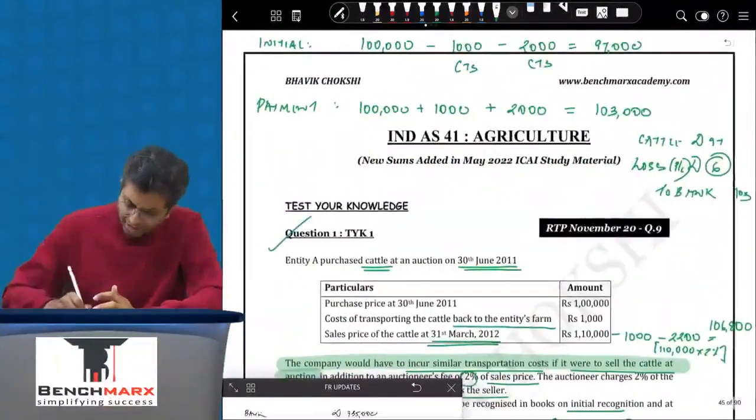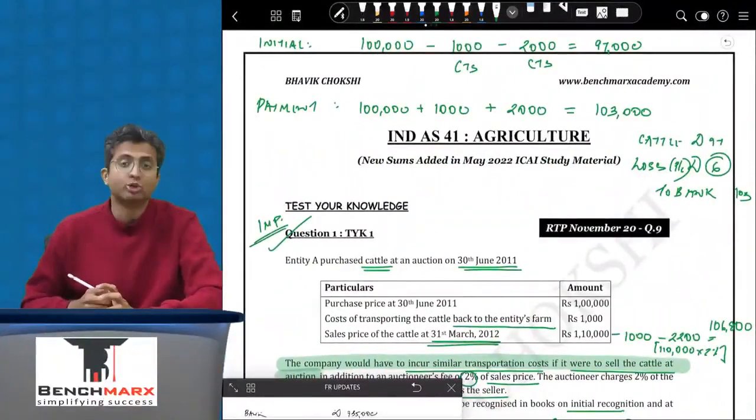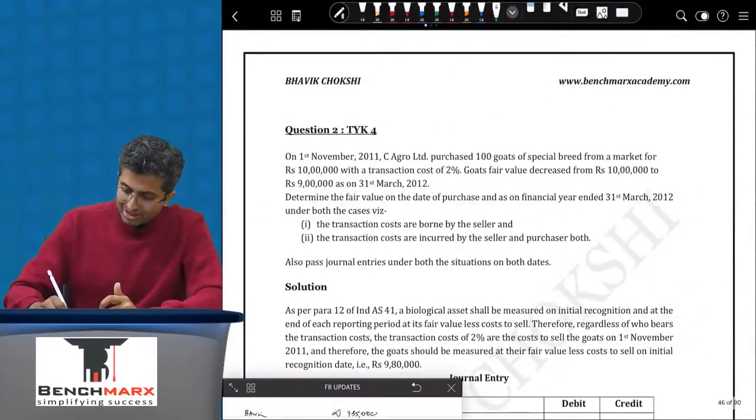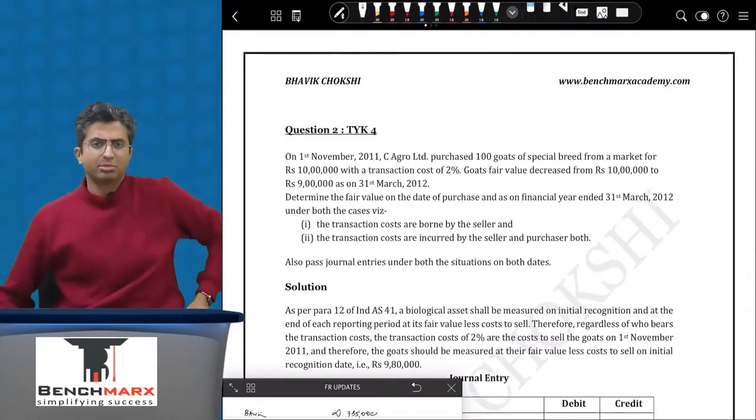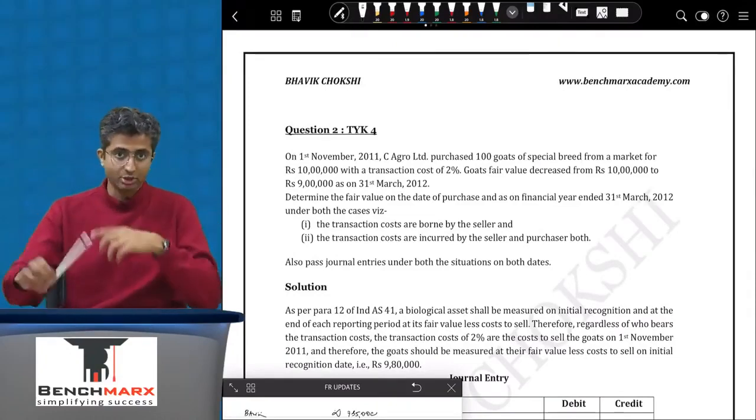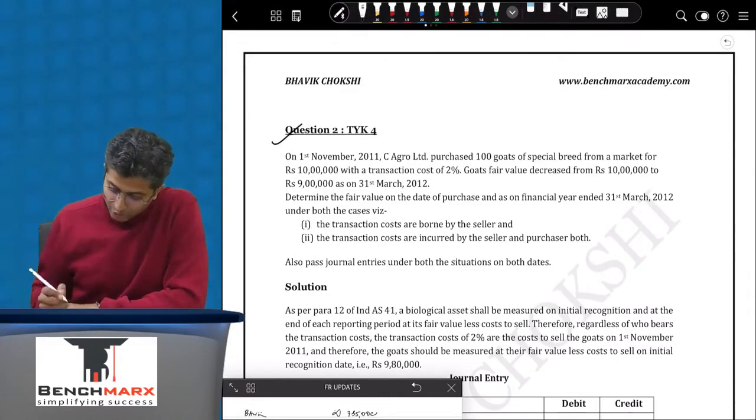Okay, so this is question number 1. I can rate this as important, something that you should revise. Acha, question number 2 is on similar lines. If you are able to solve question number 1, question number 2 also you will be in a position to solve. Let us go to question number 2.